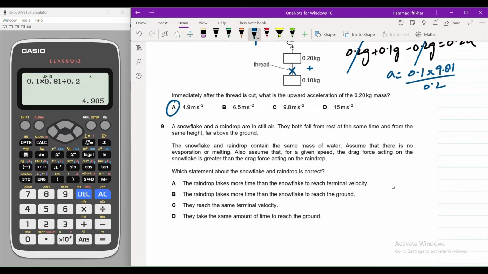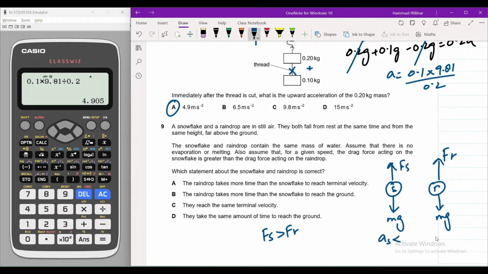Okay, so before we even see that, if I have a snowflake and a raindrop, the mass is the same, so both have weight mg, but the drag force Fs and Fr is the difference, right? So if the drag force is more on the snowflake, that means the acceleration of the snowflake will be less than the acceleration of the raindrop. That means less speed, more time to reach the ground.